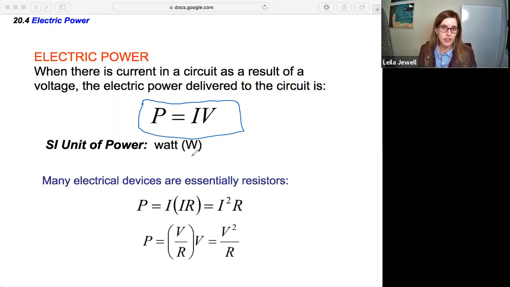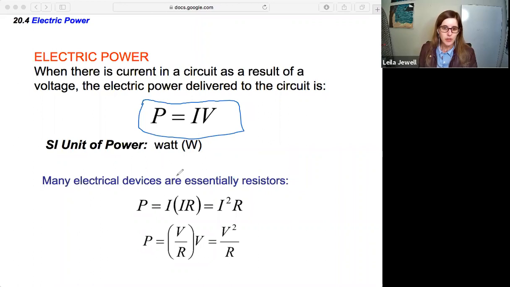Now, an important note here is that though we can calculate power with current and voltage, many electrical devices are essentially resistors, like light bulbs. We can treat those as basically just resistors. So if we want to calculate the power that a light bulb is using, oftentimes we'll just work with the current and the resistance. We don't even need to know the voltage.